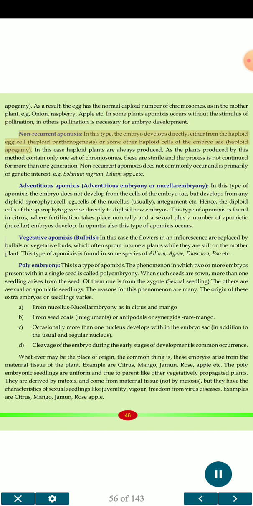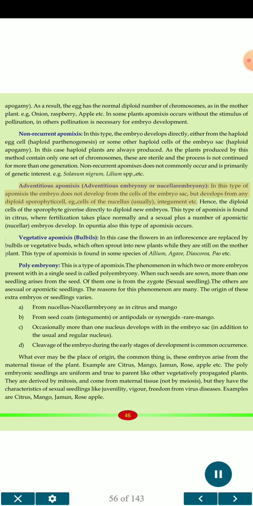Non-recurrent apomixis. In this type, the embryo develops directly, either from the haploid egg cell (haploid parthenogenesis), or some other haploid cells of the embryo sac (haploid apogamy). In this case haploid plants are always produced. As the plants produced by this method contain only one set of chromosomes, these are sterile and the process is not continued for more than one generation. Non-recurrent apomixis does not commonly occur and is primarily of genetic interest, e.g., Solanum nigrum, Lilium spp., etc.